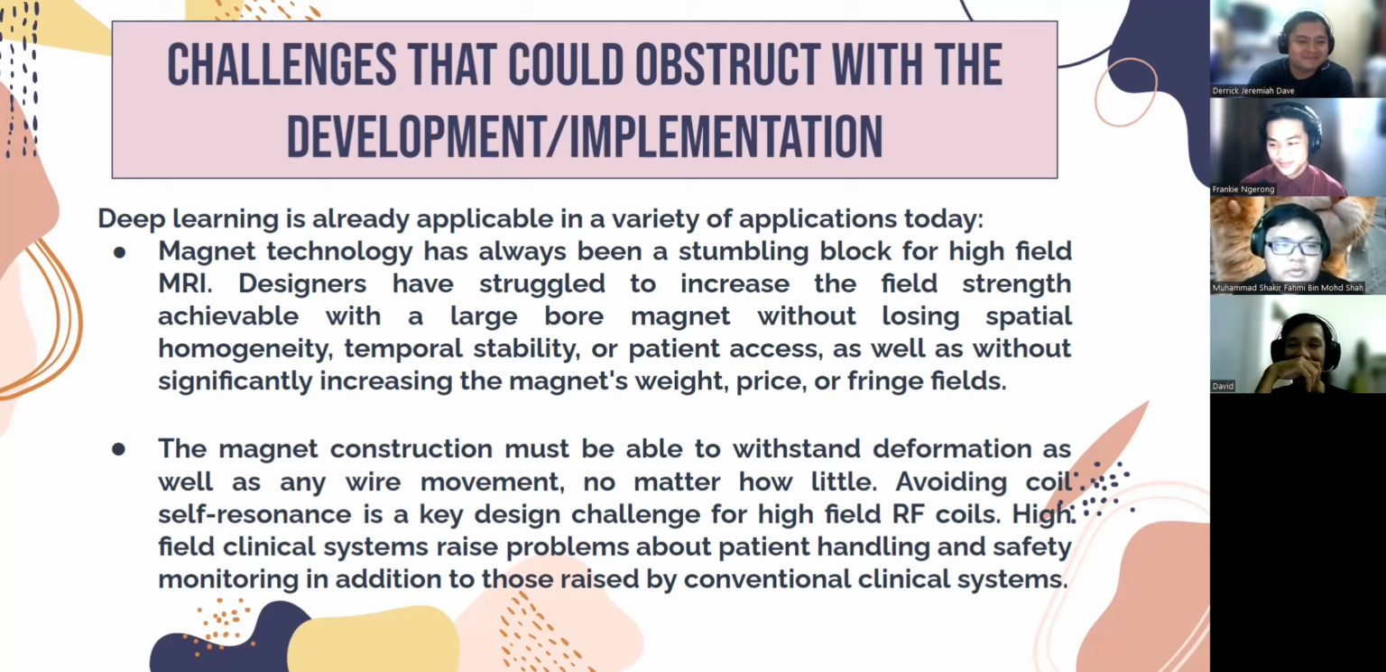I will be presenting about the challenges that could obstruct the development and the implementation. Magnet technology has always been a stumbling block for high-speed MRI. Designers have struggled to increase the field strength achievable with a large bore magnet without losing spatial homogeneity, temporal stability, or patient access, as well as without significantly increasing the magnet's weight, price, or fringe fields.